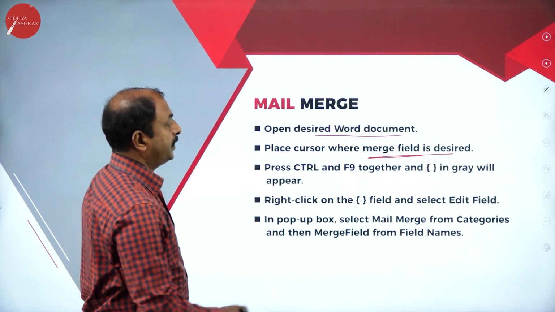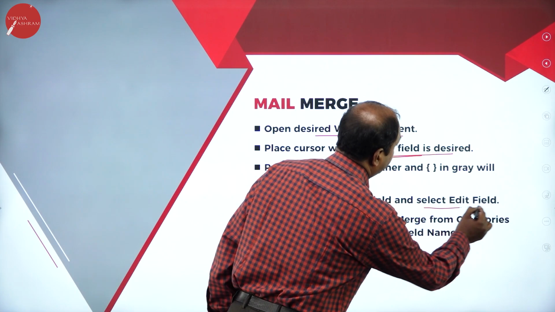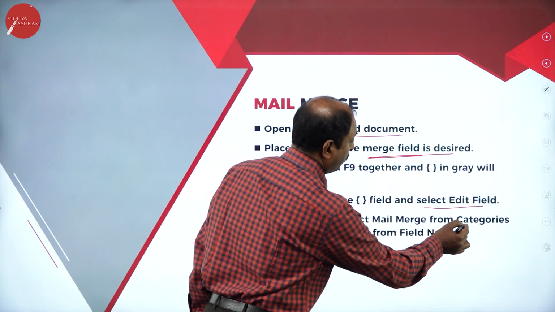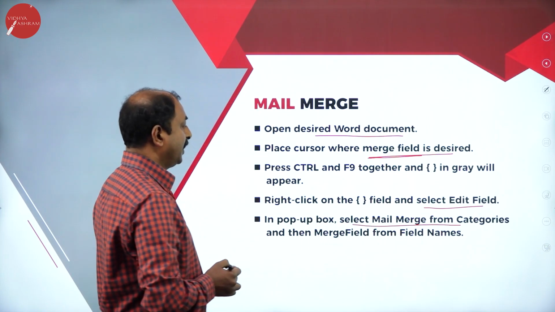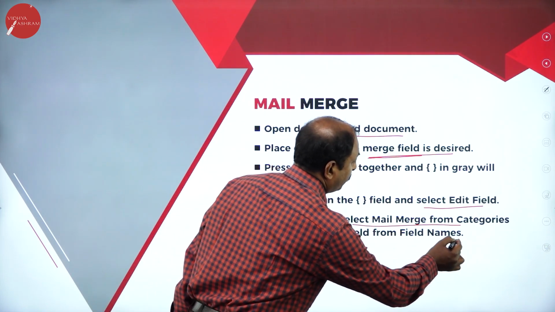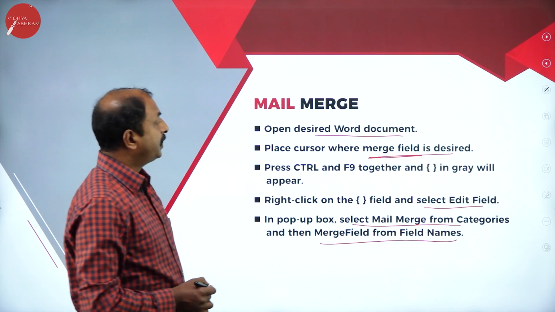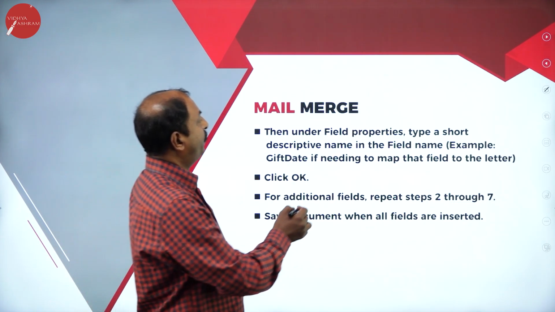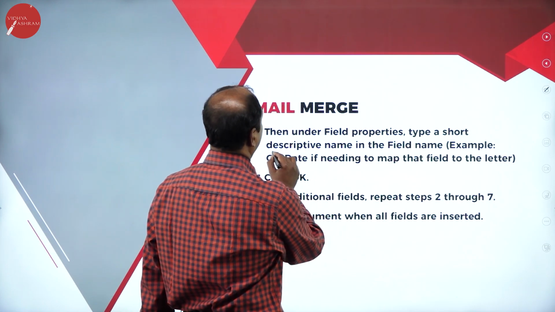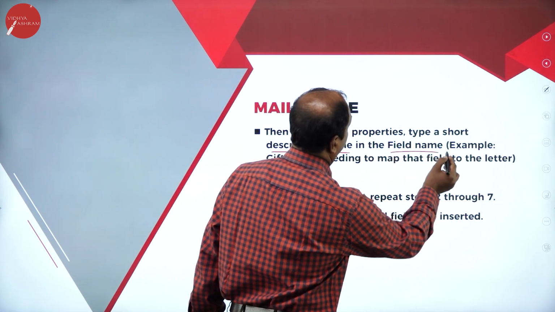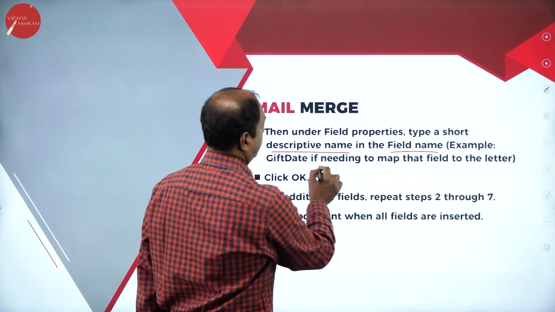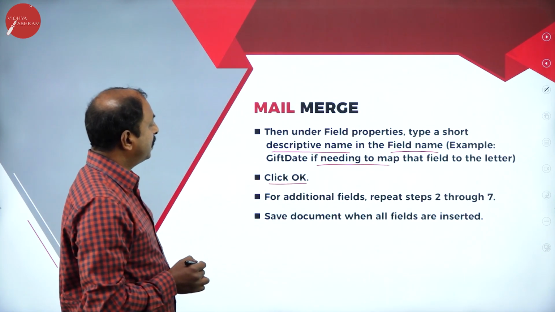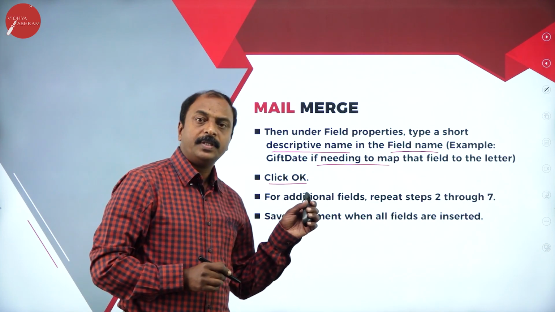Next, we have to select the edit field option, and in the pop-up box, select the mail merge option from this. Then the mail merge field name. As soon as you click on this, it is going to create it. Then under field properties, type a short descriptive name in the field name. For example, this is an example. Then click on OK. These are the methods to work with mail merge.